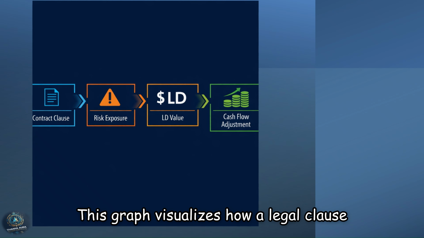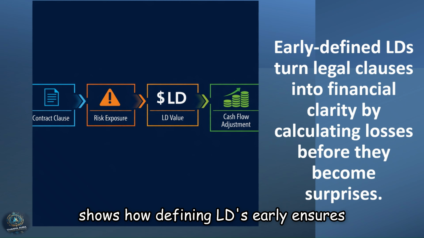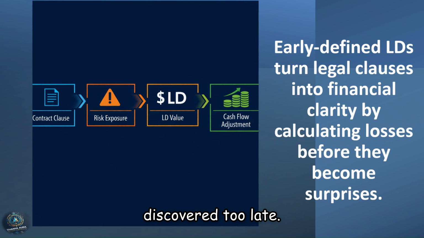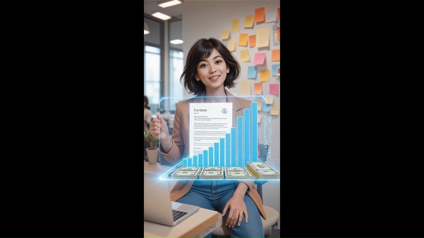This graph visualizes how a legal clause moves into the finance world. Each arrow shows how defining LDs early ensures that potential losses are calculated, not discovered too late. What you define in the contract defines what you keep in profit.